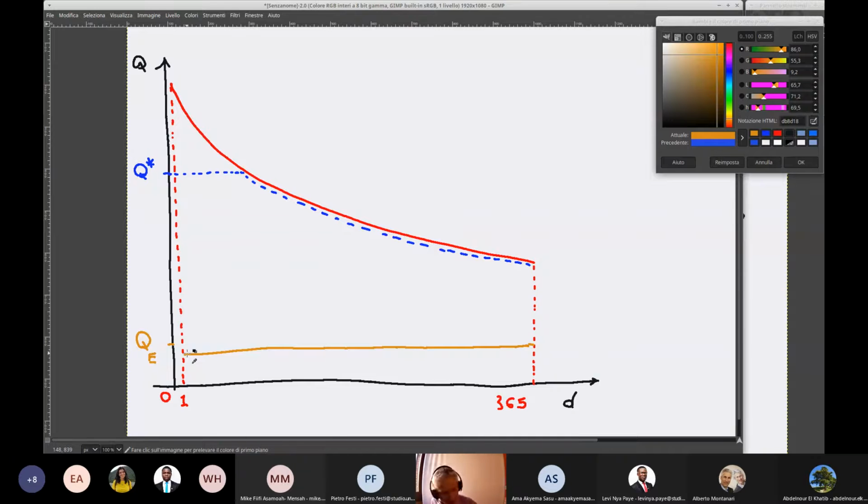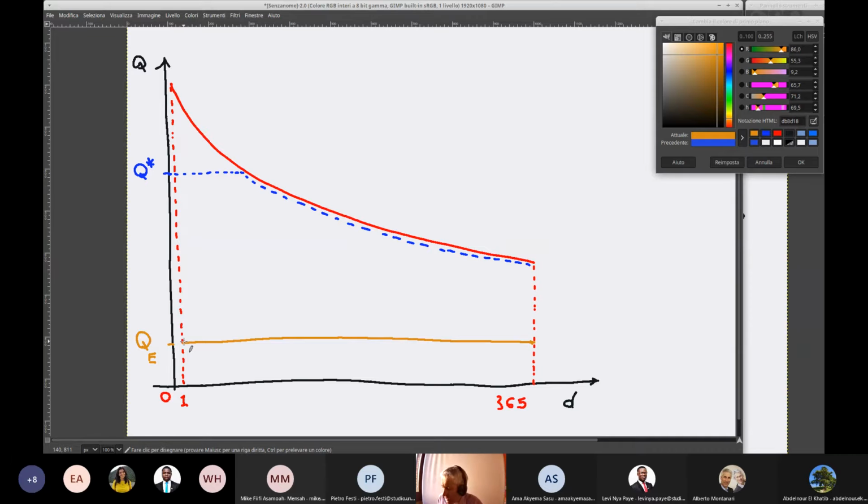It's not perfect. Let me see. Let me do like this. I think I need to start from a little bit above. Okay. Yeah, sorry, let me depict again. Okay, here we are.